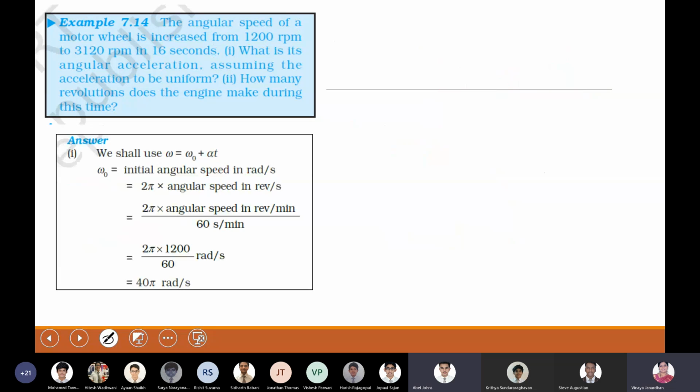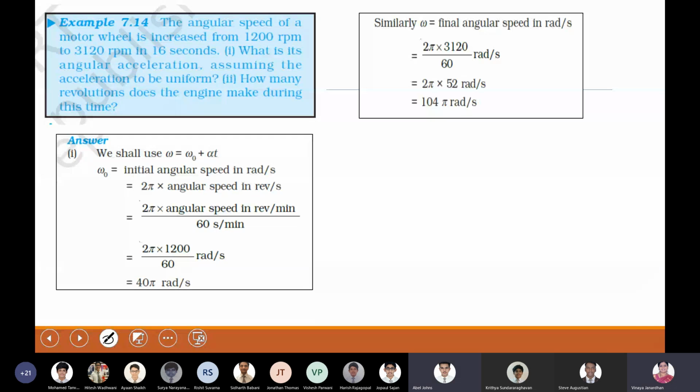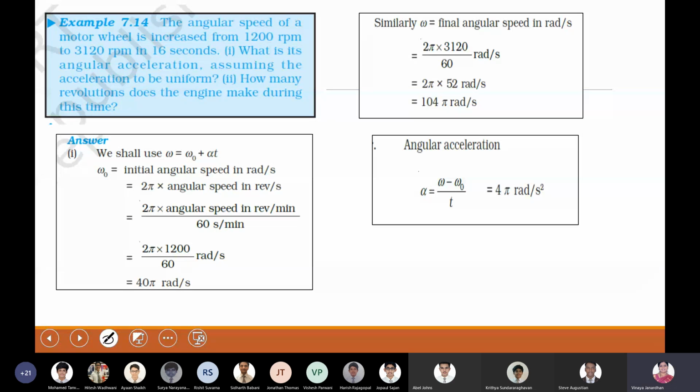Ma'am, in the last, should we substitute the value of pi? Yeah, you can. No, I think they have kept it as it is, pi itself.